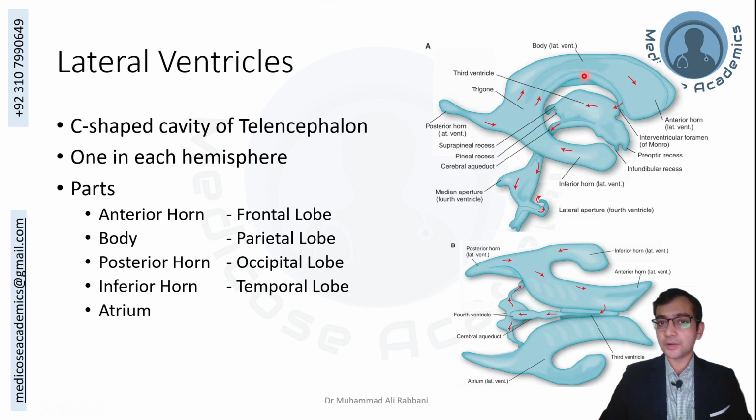The anterior horn is in the frontal lobe, the body is in the parietal lobe, the posterior horn is in the occipital lobe, and the inferior horn is in the temporal lobe. And that leaves us with roughly this area, which is called the trigone or atrium. That is the part where the posterior horn, inferior horn, and the body meet.